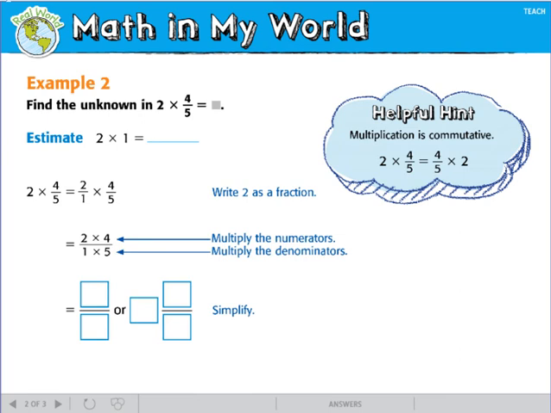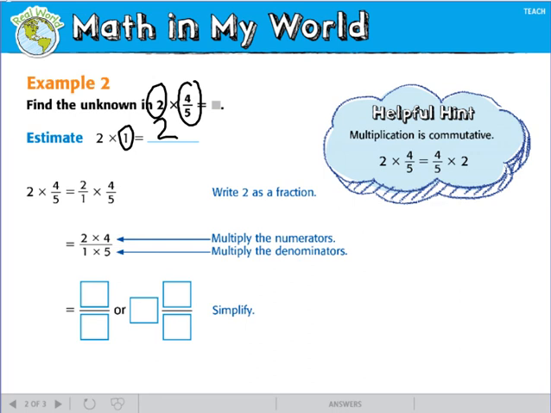All right, our next example. We have 2 times 4/5. So here they put our whole number in the front. It doesn't change anything. It's still 2 over 1. Now, they do want us to estimate so we can check our answer. So 2 stays 2. We round 4/5 to the nearest whole number, which is 1. So 2 times 1 is 2. So our answer should be somewhat close to the number 2.